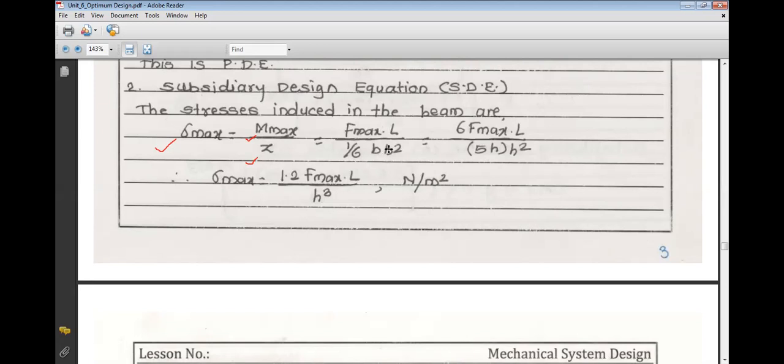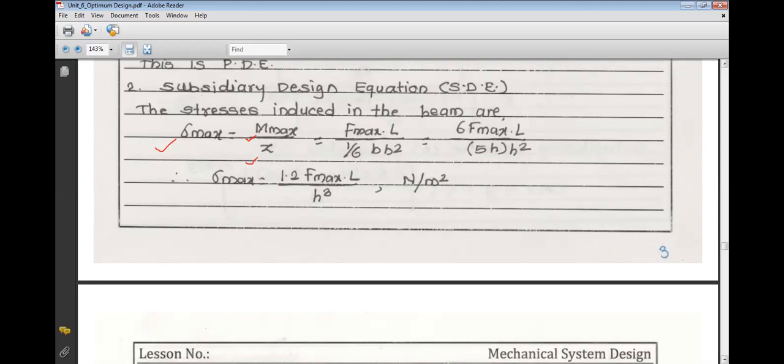So again we have to put the value of b as 5h. So we get 6 in the numerator. So we get 6 F max into L. The value of b is 5h and the h square is the same. So we get sigma max is equal to 1.2 F max into L upon h cube.